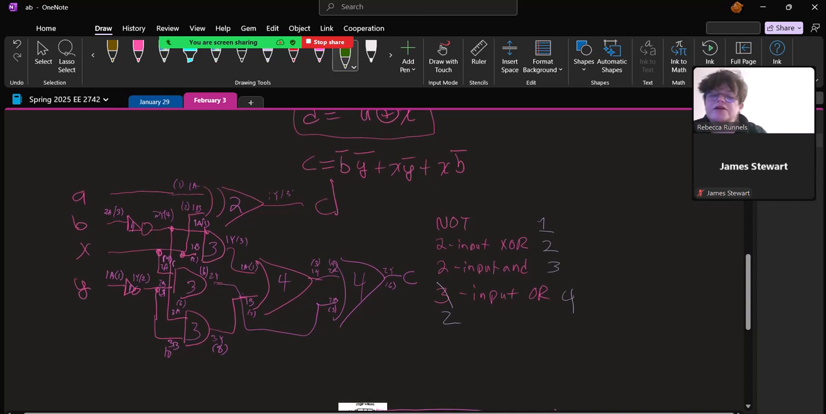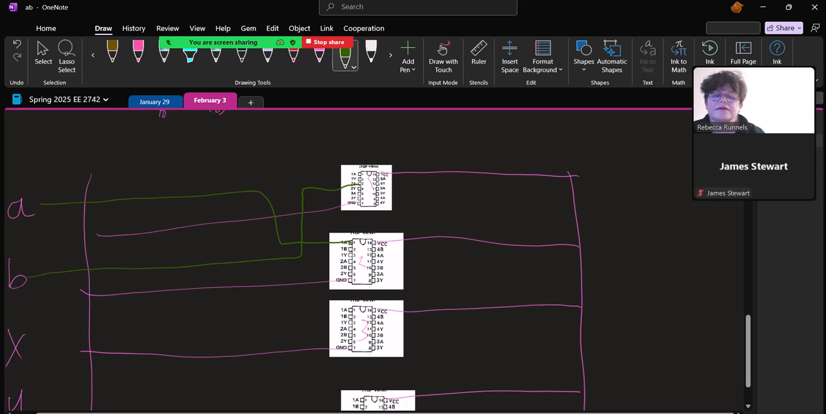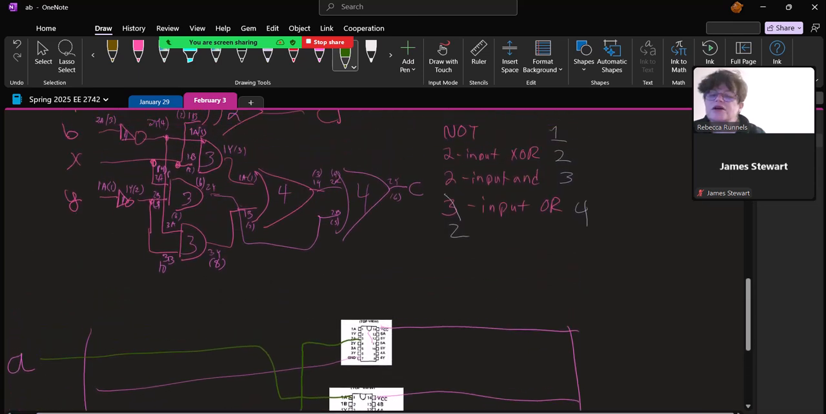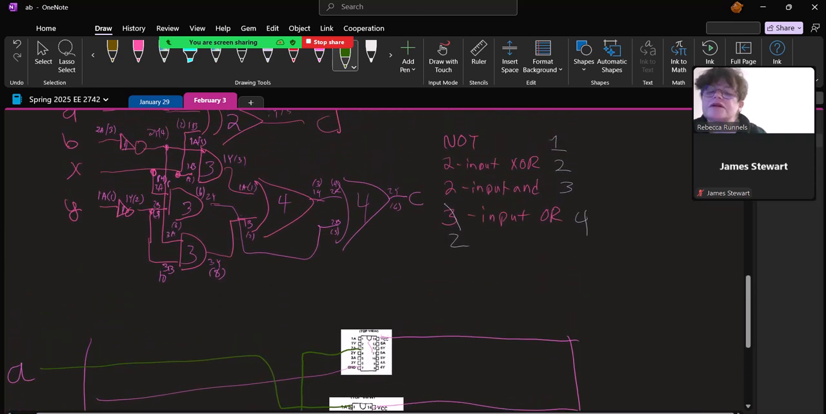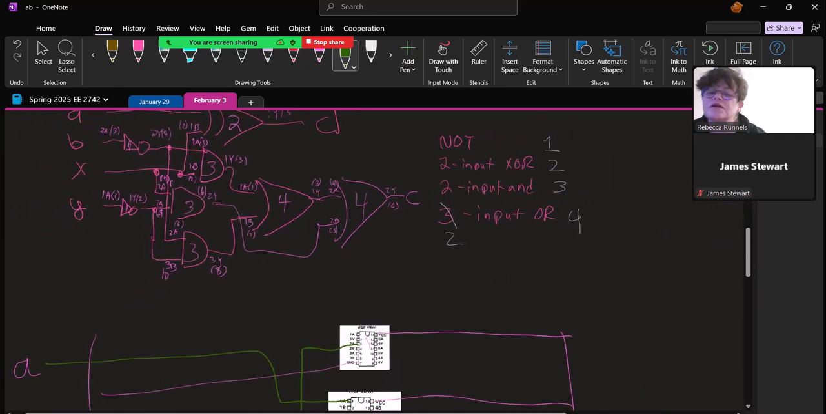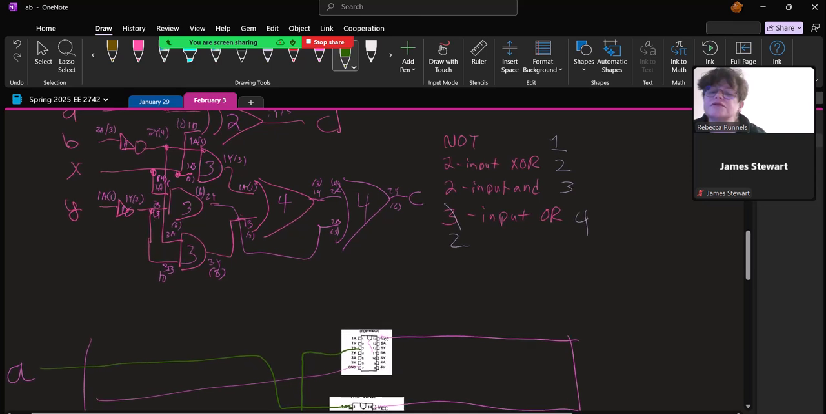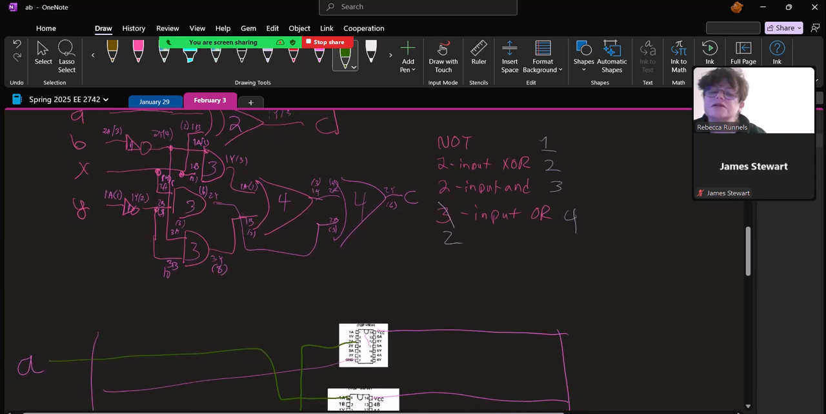X goes to pin 2 of chip 3. X also goes to pin 4. Let's see. X goes to a lot of places.